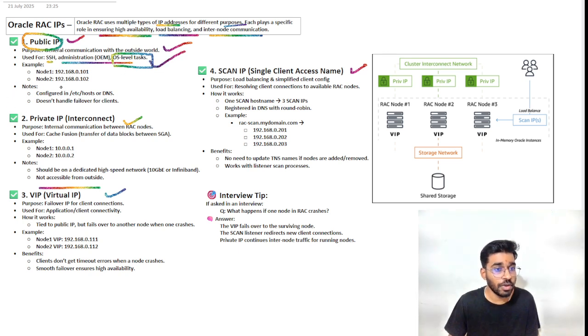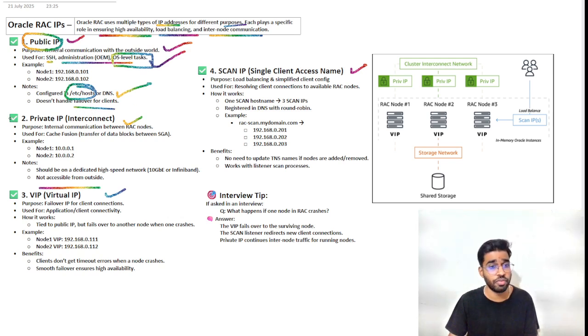This public IP will be configured in /etc/hosts or DNS at the server level. This public IP is not responsible for any failover for our clients. Let us see which IP is responsible for the failover for our clients. Okay, this is about the public IP.